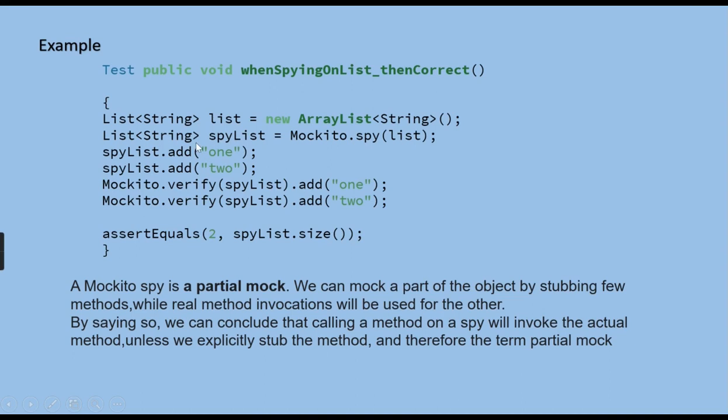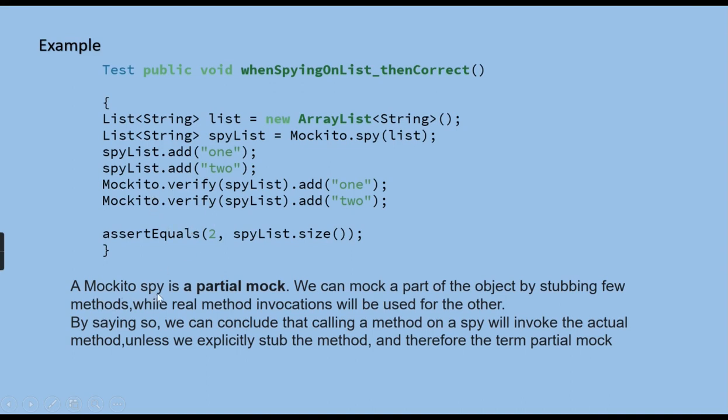So spy also works like a mock list. Mockito.verify(spyList).add one, add two, and when we call spyList.size, you will get two. That is the reason a Mockito spy is a partial mock. Now you understood: we defined List and ArrayList, and normally we would do list.add, but since we are spying, we call spyList.add of one, spyList.add of two, like this. Even though you are defining a mock, you are spying on it, and that is the reason it is called a partial mock.